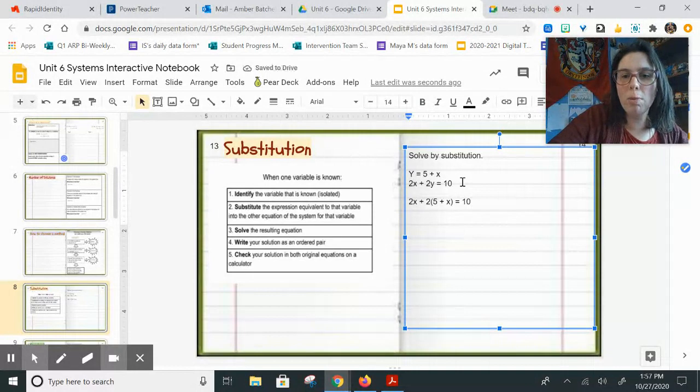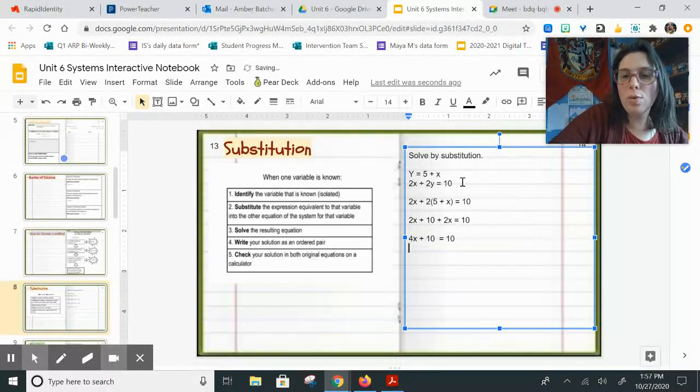Now we can solve it like a normal equation. So we distribute, bring down this 2x. 2 times 5 is 10. Don't forget to distribute to the x as well. 2 times x is 2x, equals 10. And now we can combine like terms. 2x plus 2x is 4x. I can't combine the 10, so bring it down.